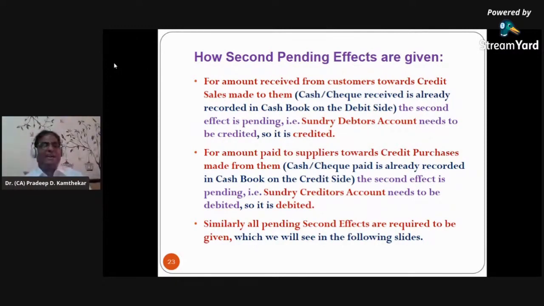Similarly, all second effects, whether a debit effect pending or a credit effect pending, that we give, and thereby we make this incomplete bookkeeping system, a single entry bookkeeping system, into a double entry bookkeeping system, and thereby we can definitely prepare the final accounts of the business, which we'll see now in the following slides.